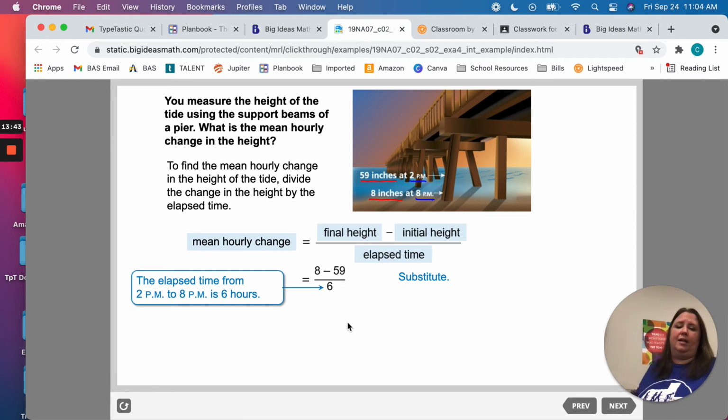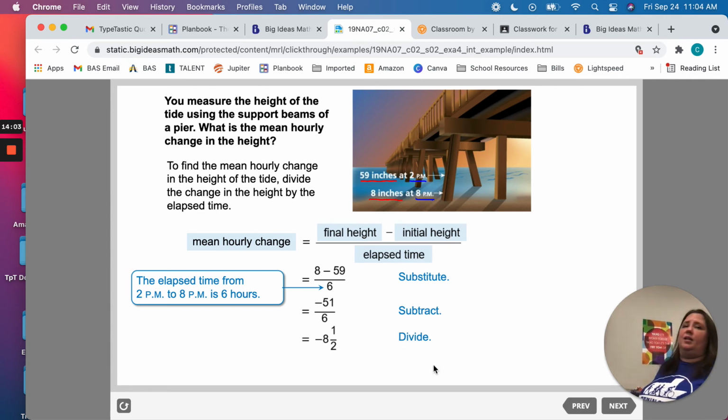All right, what is 8 minus 59? Negative 51. Negative 51 divided by 6 is what? Negative 8 and 1/2.